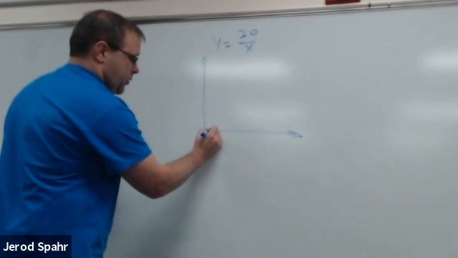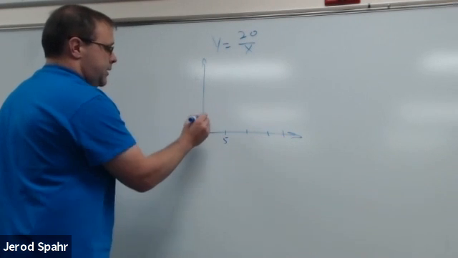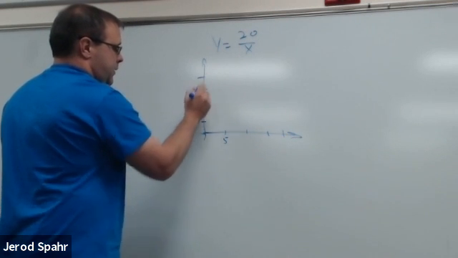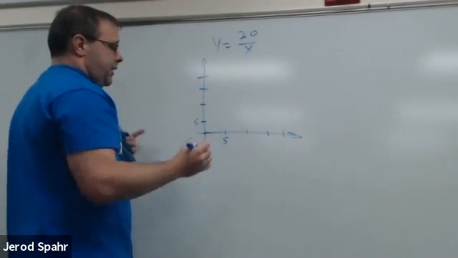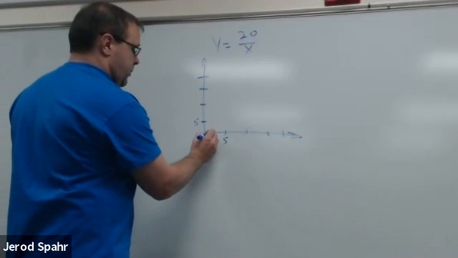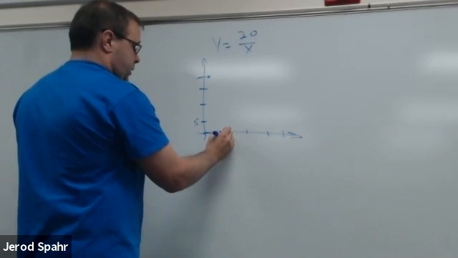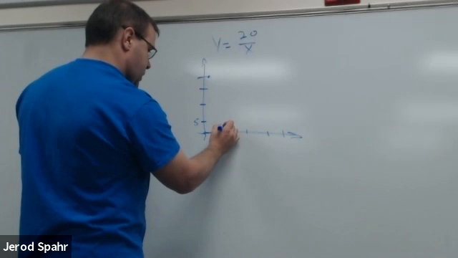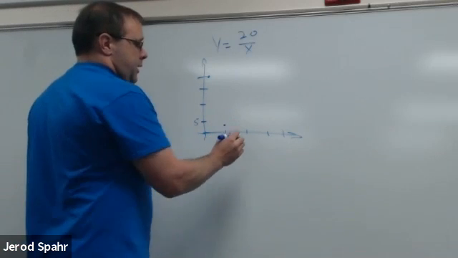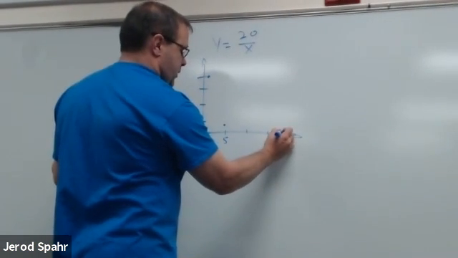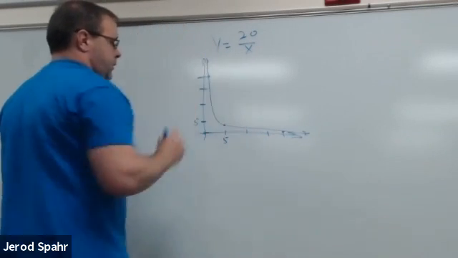I can go by 5s. If I put in 0, I'm not going to get a number, so it's not going to work. If I put in 1, I'm going to get 20, so 1 would be about right there, and there's my 20. I put in 5, I'm going to get 4, because 5 goes into 20 four times. Then if I put in 20, I'm going to get 1. So this thing is going to look like that.